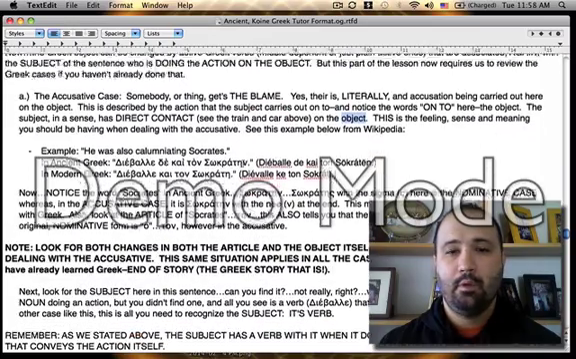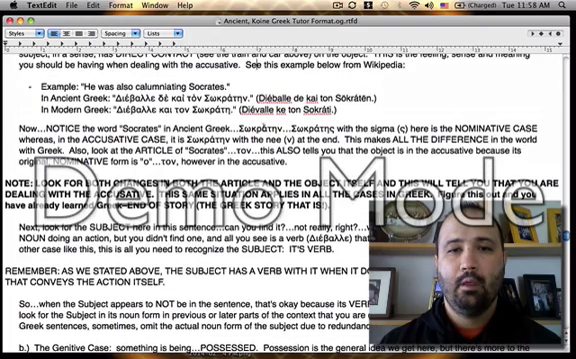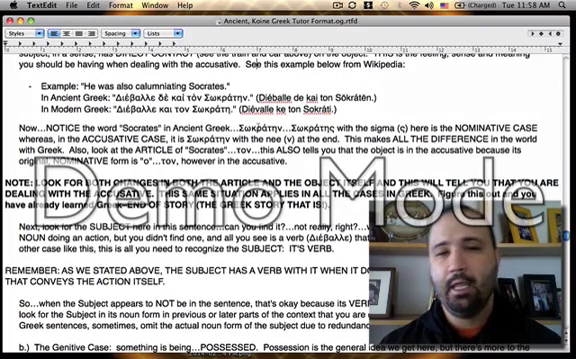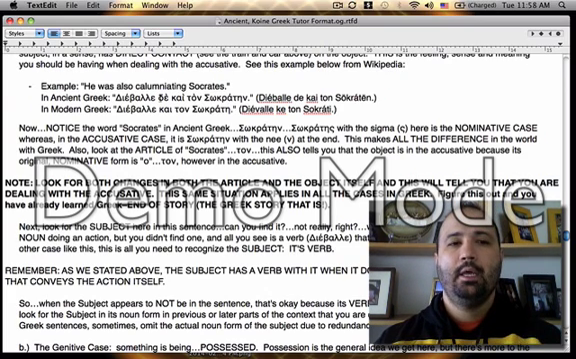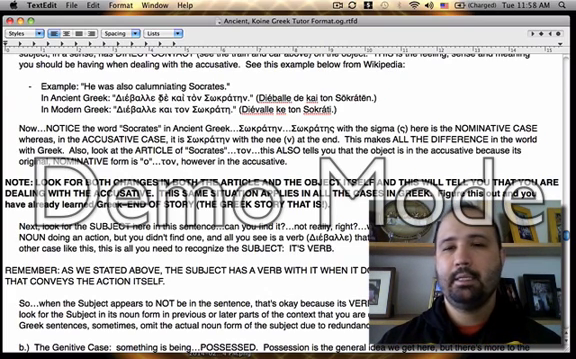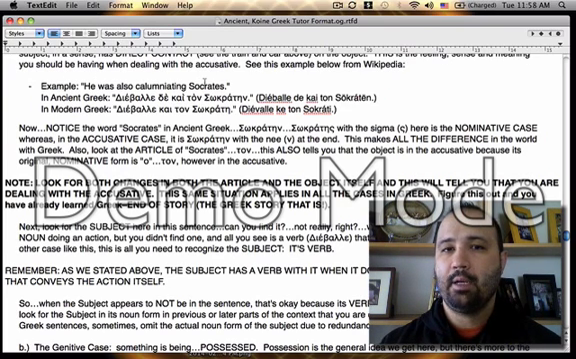So, we're going to go over an example of this in Wikipedia. If you haven't seen the Greek section yet in Wikipedia, please go over that, the Greek grammar section. It's very easy to learn and not too exhaustive. So in ancient Greek, we read here first in English: He was also calumniating Socrates. Calumniating means he was slandering him.